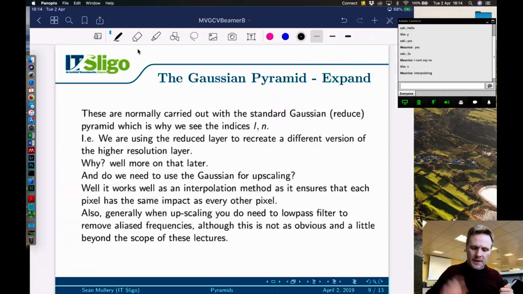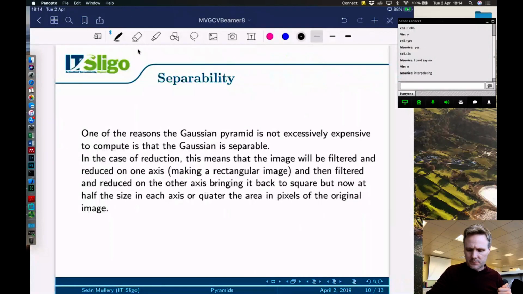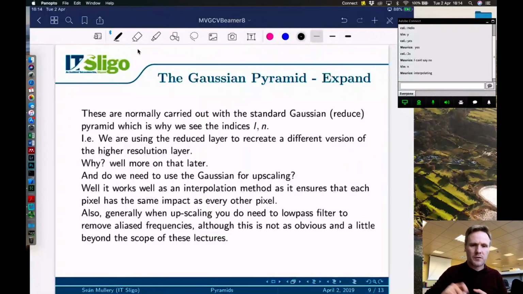So these are normally carried out with the standard Gaussian, so the Gaussian pyramid is normally carried out with the standard Gaussian reduce pyramid, which is why we see the indices L and N. We're using the reduced layer to recreate a different version of the high resolution layer, okay? Why we do that, well, we'll talk more about that later, and we'll see that a lot in the SIFT lecture later.